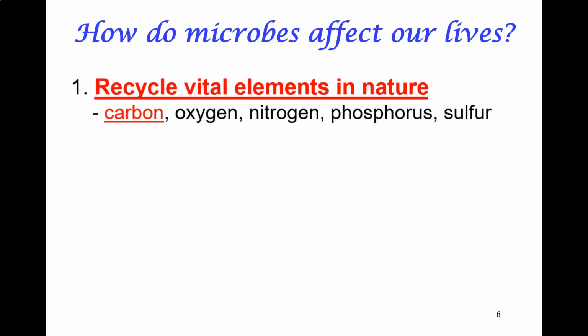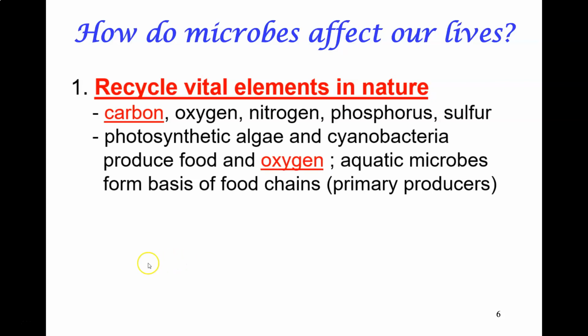balanced life on Earth. Also, the microbes that are photosynthetic, just like algae and cyanobacteria, they produce a lot of food and oxygen through the process of photosynthesis. So they are mainly aquatic microbes that produce the food. They are the basis of the food chain. They are primary producers that produce food for fish and other organisms that live in the ocean and on lakes.